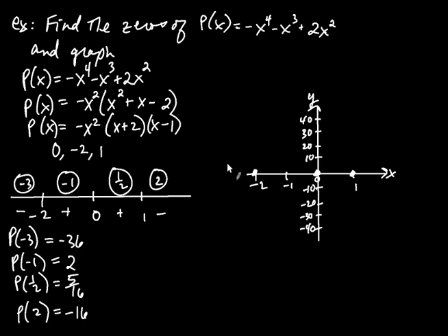And then we also have these points. P of negative 3, let's extend this graph a little bit. So p of negative 3 is equal to negative 36. So it comes down here, so maybe right there. P of negative 1 is positive 2, so maybe right here. P of 1/2 is 5/16. So really small, right? P of 1/2 is 5/16, really tiny. And then p of 2 is negative, I have to put another one in there. So p of 2 gives what? Negative 16.